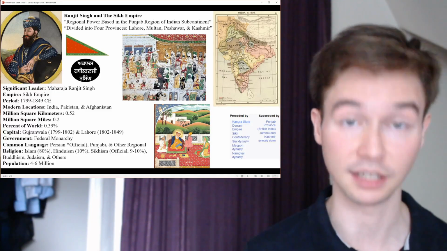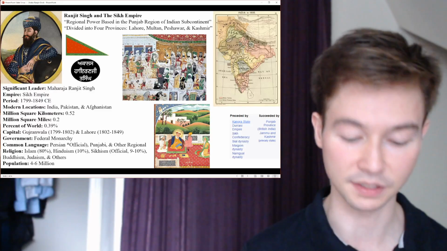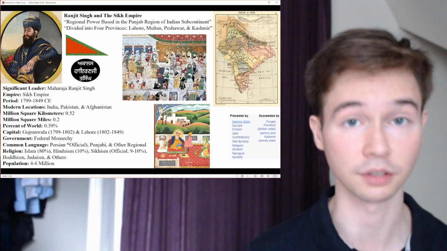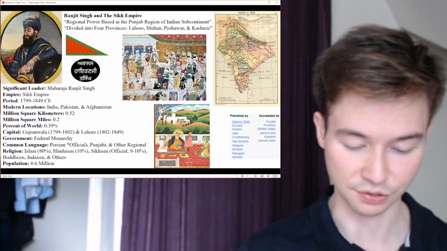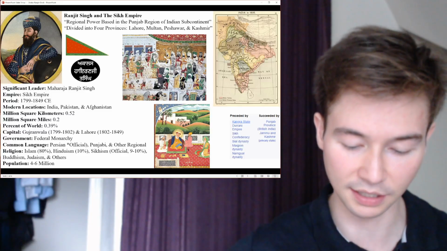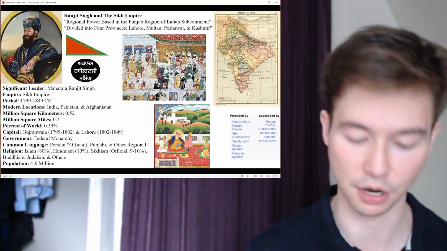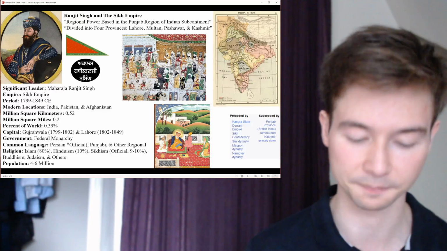Ranjit Singh's death on June 27, 1839, marked the beginning of the decline of the Sikh Empire, so other leaders after him were not able to match him in success. His successors lacked his unifying presence and administrative acumen, leading to internal strife and eventually the empire's annexation by the British East India Company in 1849.